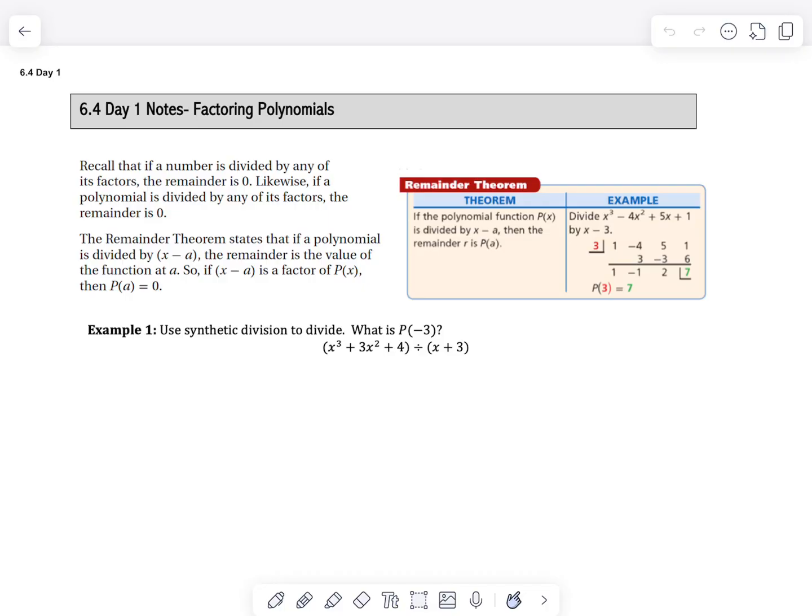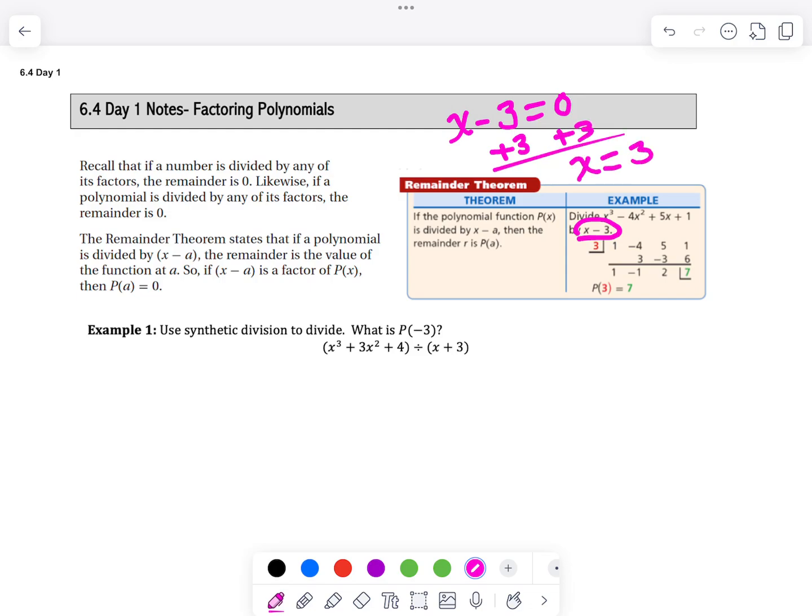So there is an example of the remainder theorem in this box that shows you a polynomial that is divided by the factor x minus 3. So when you do synthetic division, notice that x minus 3 is the factor. What I like to tell my students to do is just set that equal to 0 and then solve it for x. You add 3 to both sides. So x equals 3. Then you set up your synthetic division and go through it, and the remainder is 7. So this would not be considered a factor of that polynomial.